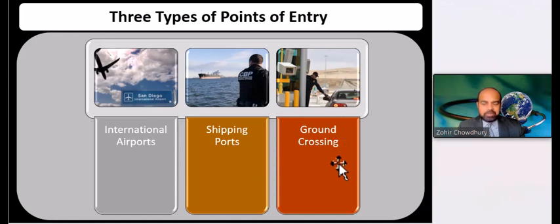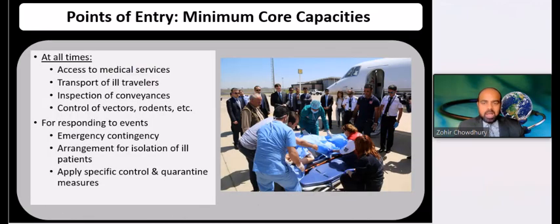And IHR requires state parties to strengthen core surveillance and response capacities at the local, community level, intermediate level, and also the national level, but also at all of these designated international ports, airports, and ground crossings as well. So what are these minimum core capacities that must be developed at points of entry? These capacities must be present at all times, the ones listed in here.